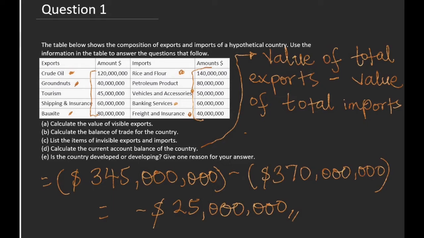2, its imports are made up mainly of finished goods. So the country actually relies on finished goods. 3, the value of imports exceeds exports. You can see that's why we kept having negative values. So with these 3 points, we can say yes, the country is a developing one and not a developed one. Let's go to the next question.